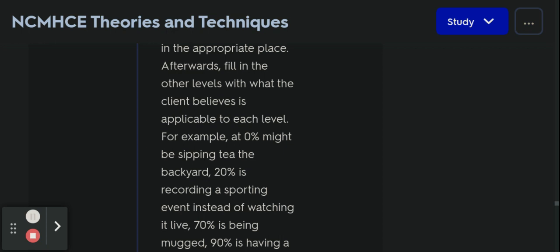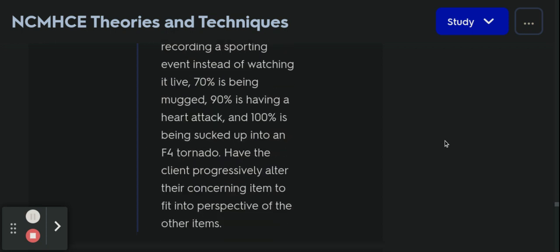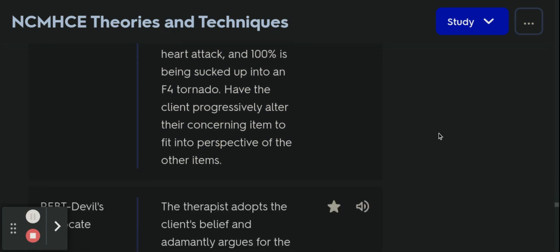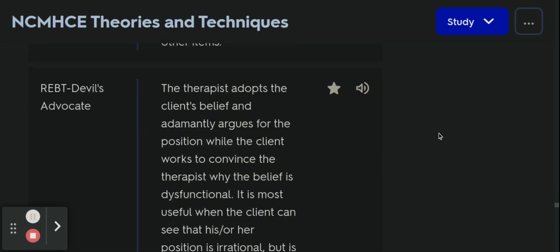For example, 0% might be flipping tea in the backyard. 20% is recording a sporting event instead of watching it live. 70% is being mugged. 90% is having a heart attack. And 100% is being sucked up into an F4 tornado. Have the client progressively alter their concerning items to fit into the perspective of the other items.